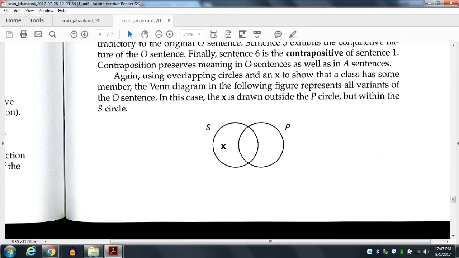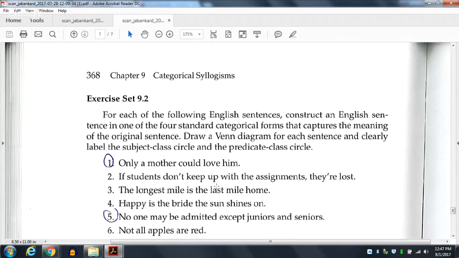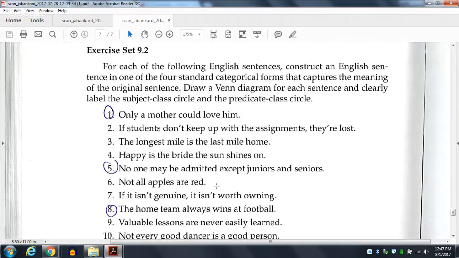So these 4 claims cover lots of different kinds of English sentences. We then learn to diagram them in these ways with categories, the S category, the P category, right? Okay, so I want to show you how this might look, okay? Okay, so the number 1 here, only a mother could love him. So there's an S and there's a P, right? There's a subject and a predicate to the sentence. And we're trying to figure out how to diagram this, right?